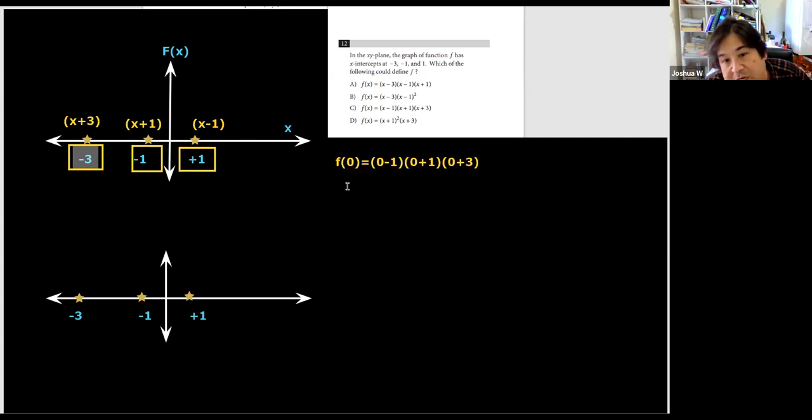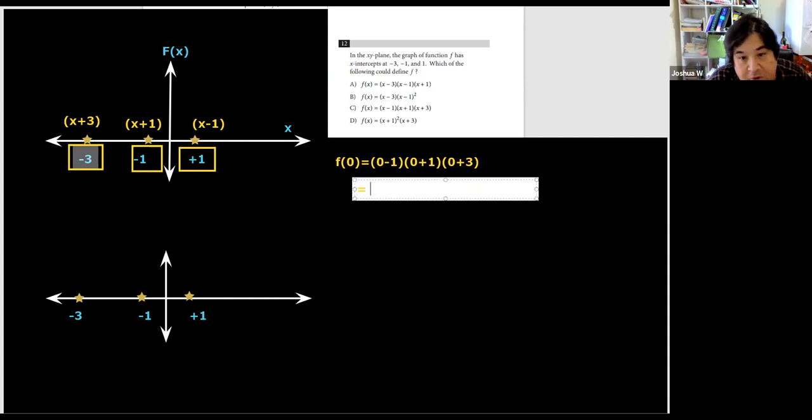So just as an exercise, if we plug in 0, we'll have 0 minus 1, 0 plus 1 times 0 plus 3. This is how you should learn it if you're taking Algebra 2 class. So then that would be, just plug in the number in factored form. It's easier to do the math. We'll have -1 times 3.